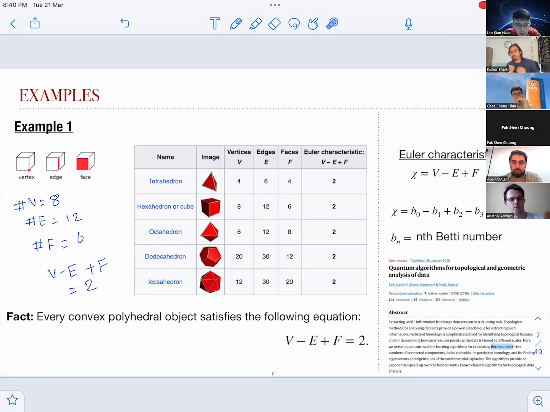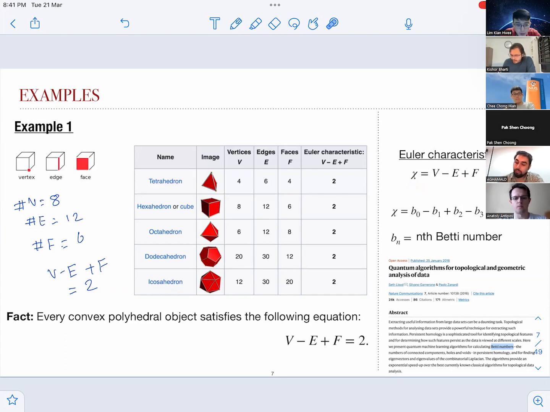So this is profound. You can look at any such object and count, and it's always 2. Why is it 2? This is interesting. And this number, vertices minus edges plus faces, is called the Euler characteristic.